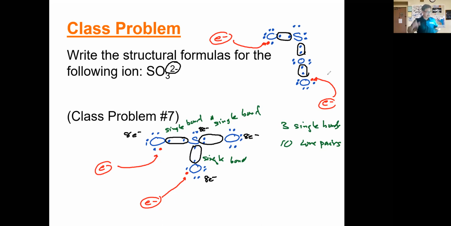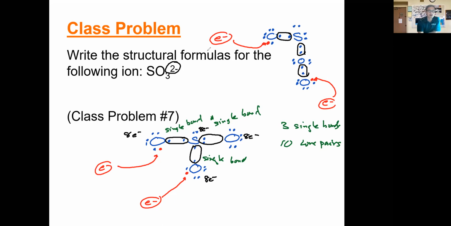Two structures that meet up with all the criteria: 8 electrons for each atom, and space for the 2 extra electrons here. And so which one of these is the correct structure for sulfite? How do we go about determining, if we have 2 equally valid structures that meet all the criteria we've discussed so far, which one is going to be the correct structure for the molecule sulfite here?